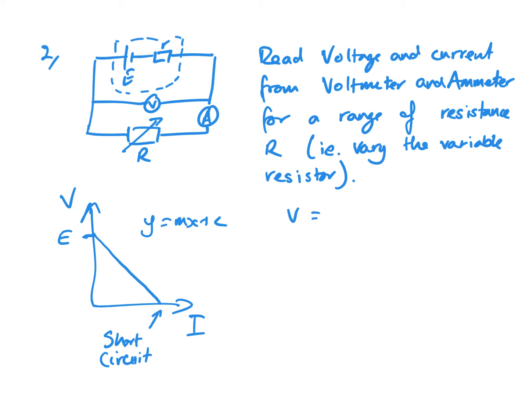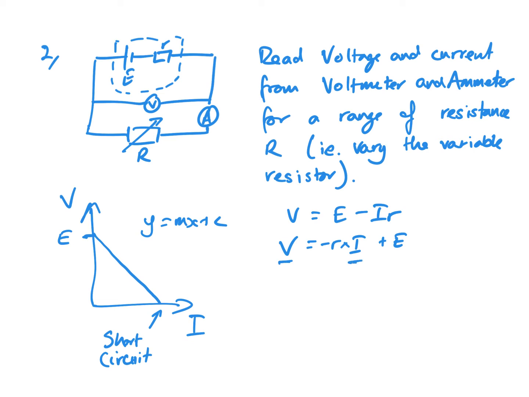And we know that capital V, if we rearrange the formula that we gave previously, can be written as V equals E minus I small r. And if I write that in a very slightly different way, hopefully you'll see that's still the same thing. The reason I'm doing that is that my y values are capital V, so there's y. My x values are capital I, so there's x.